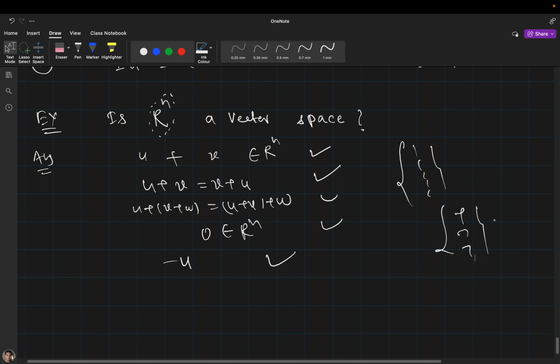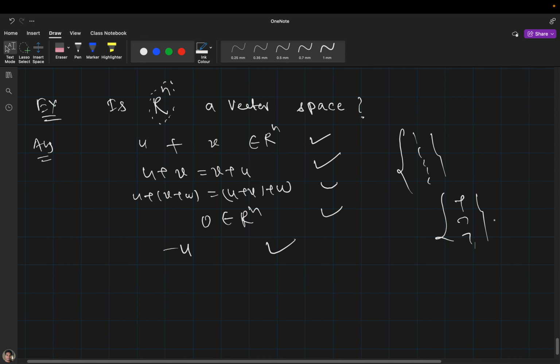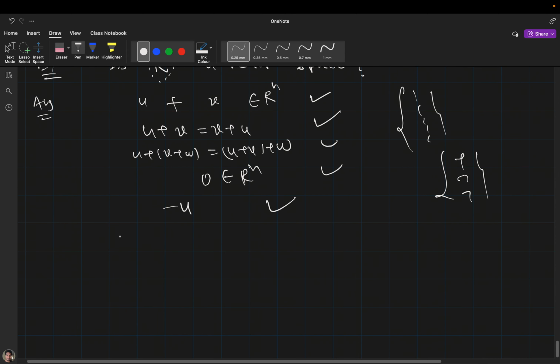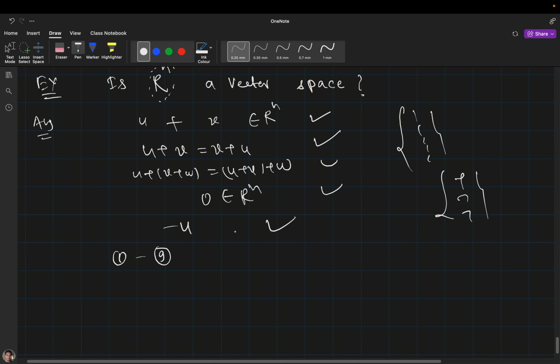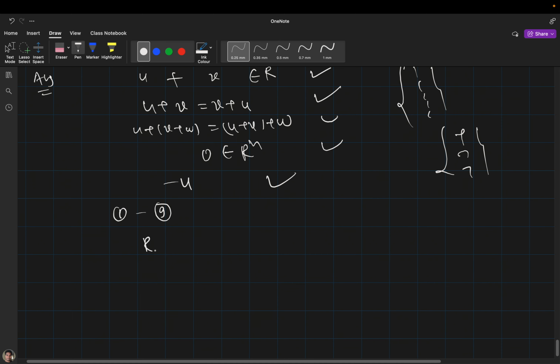Fine. Now the turn is the sixth. Sixth is also done. If you multiply any u by a scalar, you will get another vector, and that is also part of n-dimensional space. So you can see that all those 1 to 9 axioms are valid, which means that Rn is a vector space. Fine?